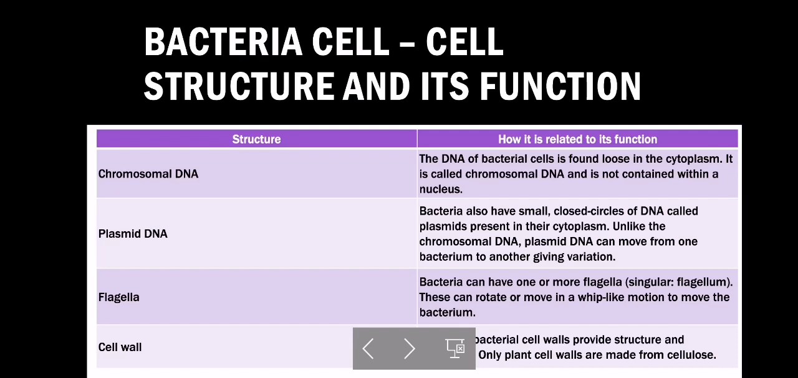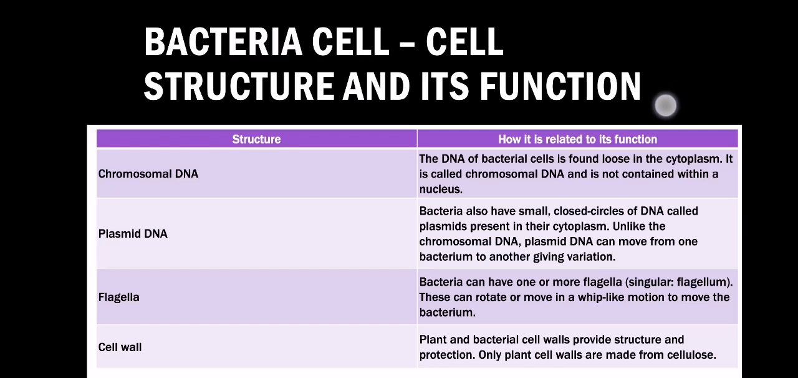So now, these are the bacteria cell's structures and their functions. First of all is chromosomal DNA, so remember chromosomal DNA, then plasmid DNA, flagella, and then cell wall. These are the functions for them. For the chromosomal DNA, you can remember the DNA of bacterial cells is found loose in the cytoplasm. It is called chromosomal DNA, and it is not contained within a nucleus.